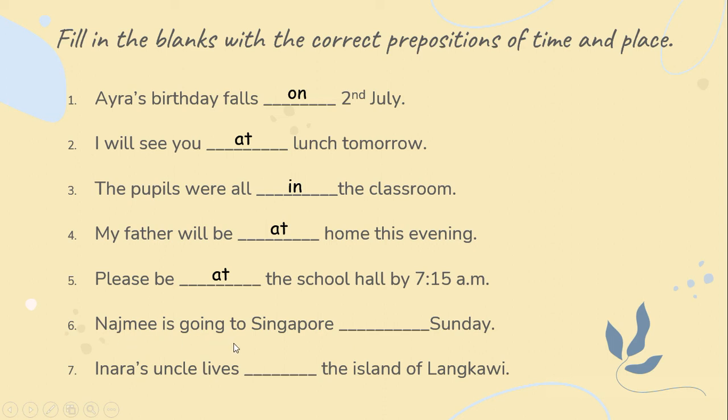Number 6. Najmi is going to Singapore blank Sunday. So what is the answer? Yes, that's right. On. And finally, number 7. Inara's uncle lives blank the island of Langkawi. So, what is the answer? Yes, that's right. On.